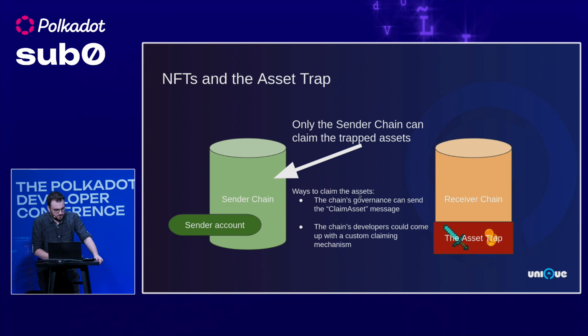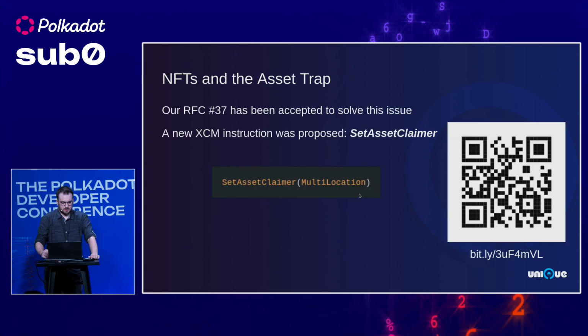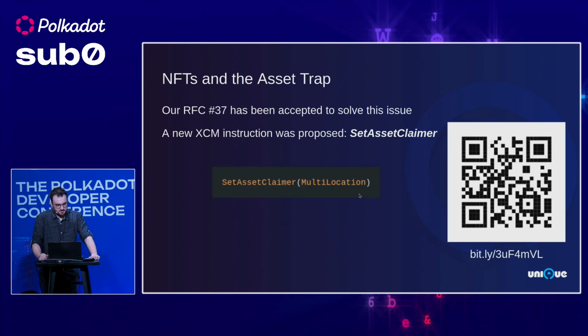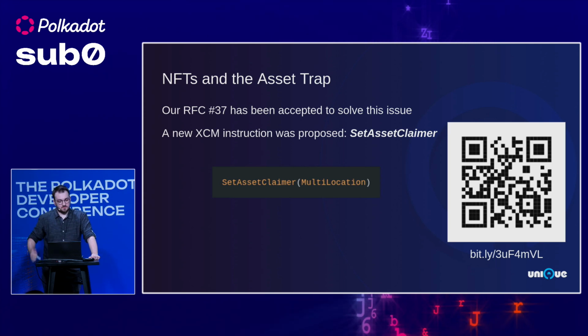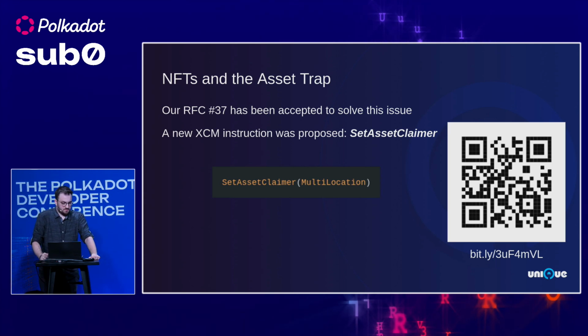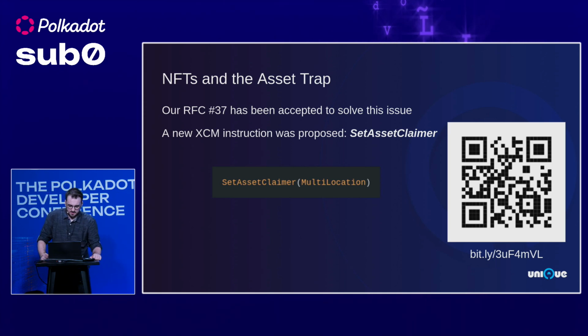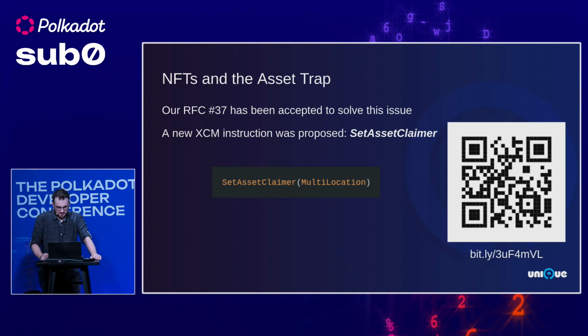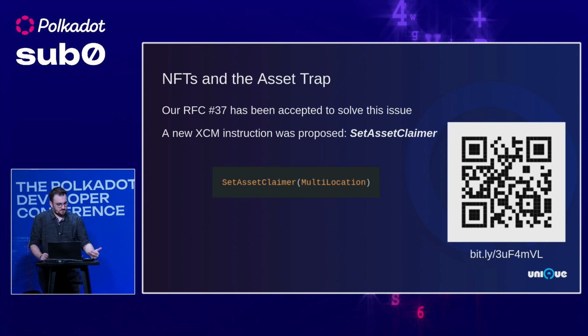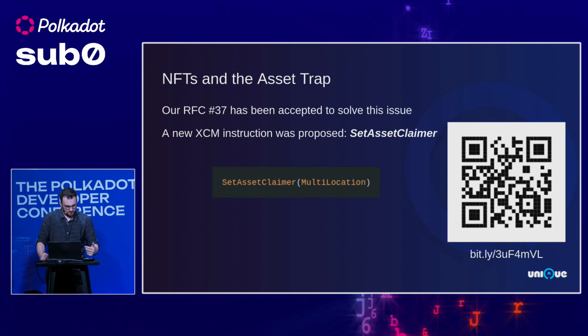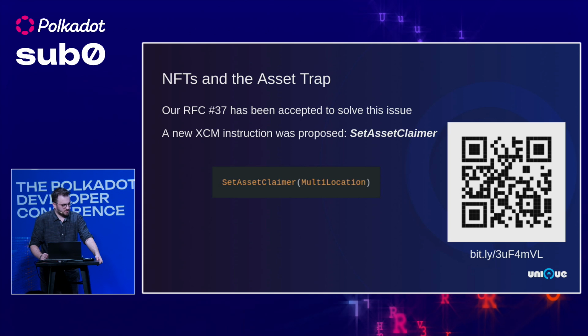To solve this issue, we authored an RFC that proposes a new XCM instruction called setAssetClaimer. So the user can specify who can claim the assets if they are trapped. You can scan the QR code on the slide. You'll see the text of this RFC. Note that this RFC is accepted, meaning it will be implemented inevitably, and we want to be the ones who implement it.